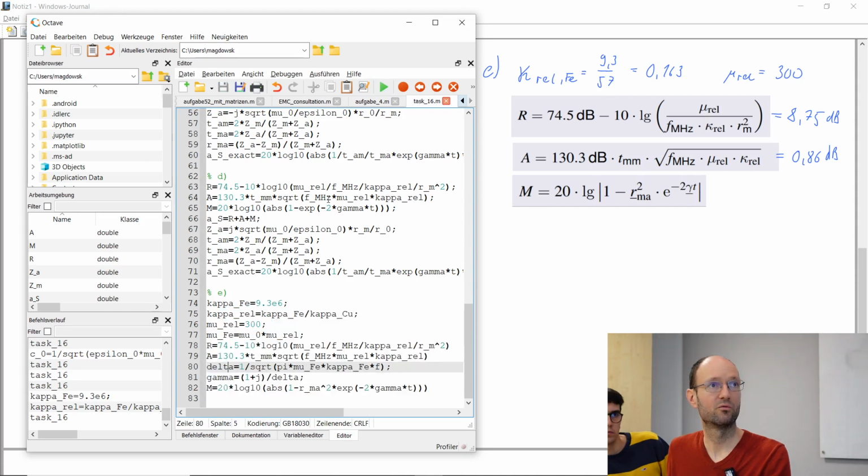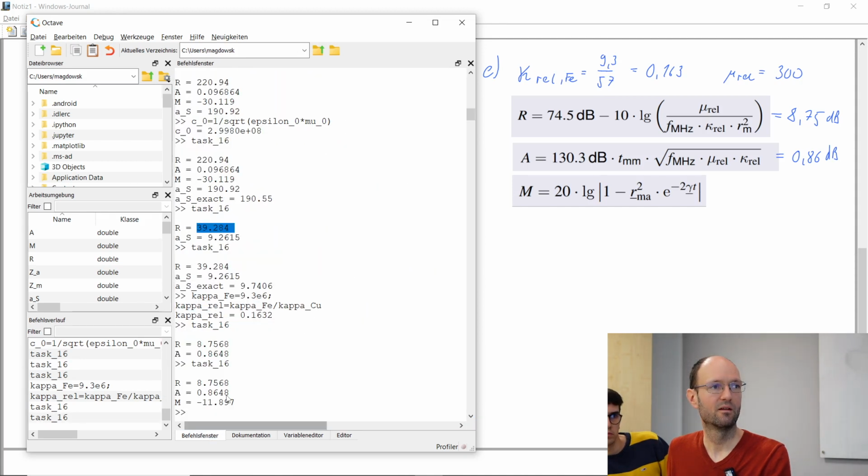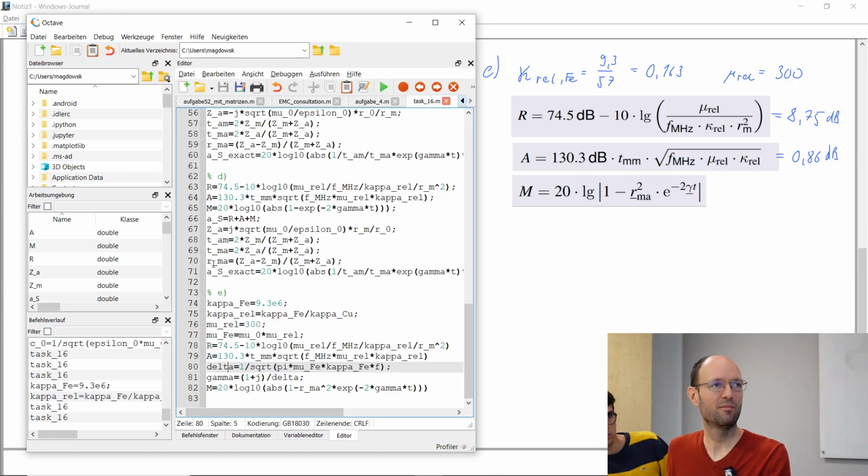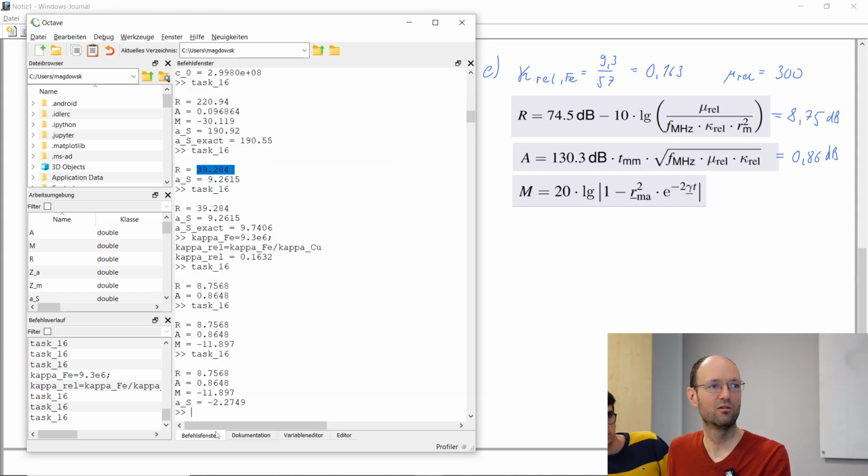So let's run everything. Yeah, and then we see, this is not making too much sense. Right? If I now calculate the total shielding attenuation, it will be negative. So this would mean our shield would amplify the signal, which is not physical because it's a passive system. Yeah, why does this happen?